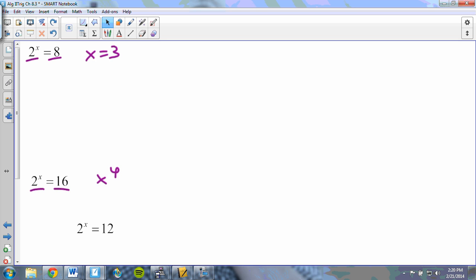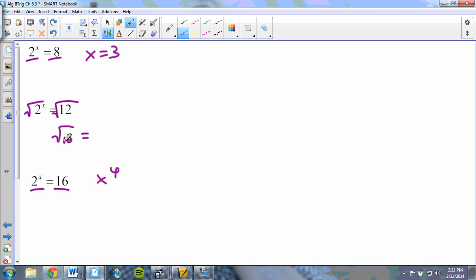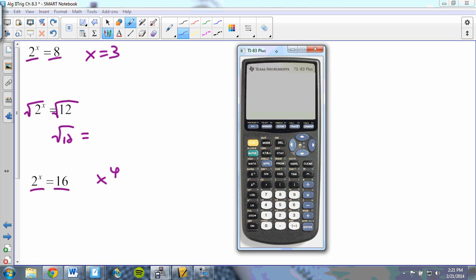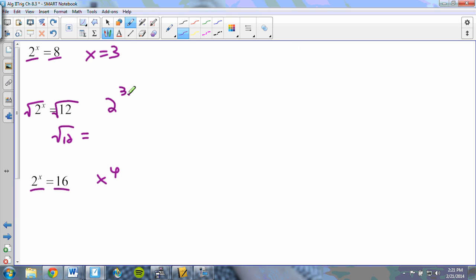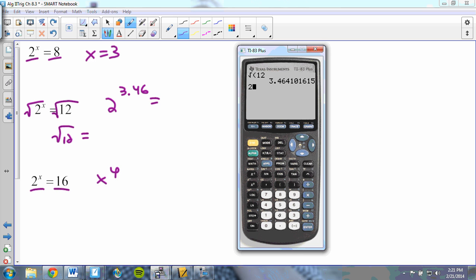Well, then the question that's left is, if 2 to the x is 12, what is x? I paused in class and asked this, and some kids grabbed their calculators and guessed and checked. Somebody square rooted 12, or square rooted both sides. And they thought, okay, the square root of 12, that's 3.46. But if I do 2 to the 3.46, I'm not going to get out 12. I get out 11, almost exactly.